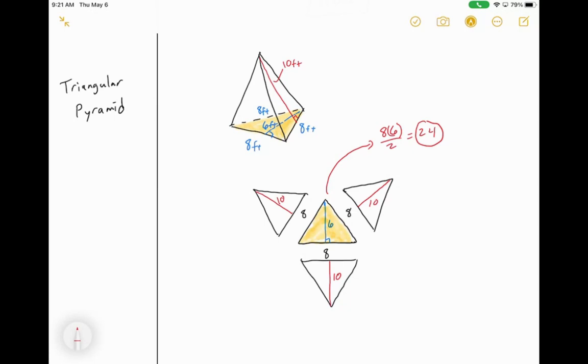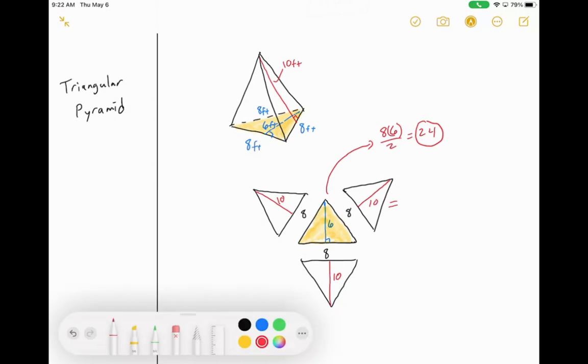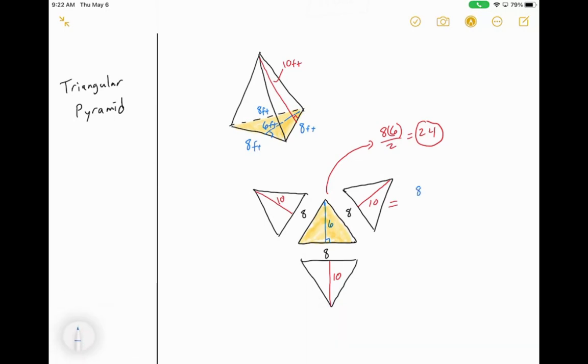All right, next, let's do this triangle right here on the right side, top right. That's going to be 8 times 10. I'll do it in different colors so we can see a little easier. 8 times 10 divided by 2. 8 times 10 divided by 2 is 80 divided by 2 is 40.